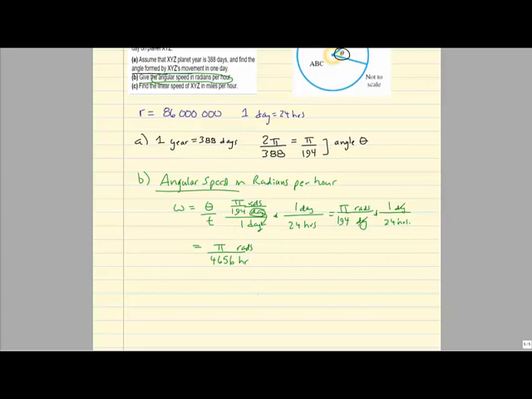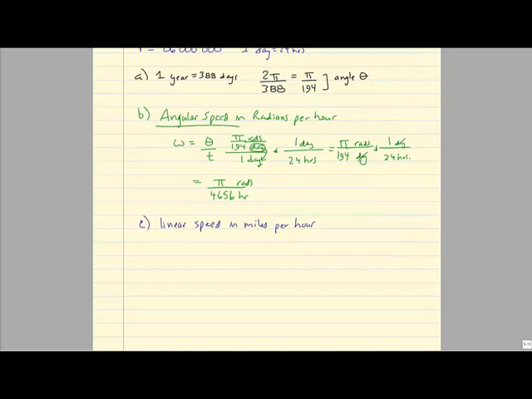Now for part C, they're asking for some other information. It says find the linear speed. Well, remember, linear speed is a different formula, and we want to make sure that we're finding this in miles per hour. So for linear speed, if I recall correctly, this is V equals S over T. So if I think about what I have here, S is arc length, this is R theta over T, but look at this, theta over T was omega, so this is R omega.